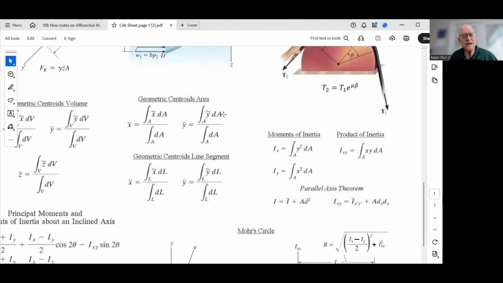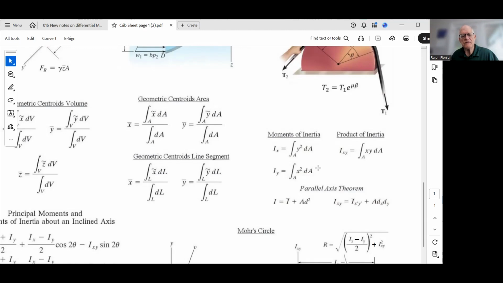For y bar, it's y tilde dA. Where x tilde is like a distance from the y-axis to the centroid of the dA, the y tilde was a distance from the x-axis to the centroid of the dA. And you could pretty much choose any dA you wanted to, as long as you defined x tilde and y tilde correctly. But notice that Hibbler on his crib sheet, when he defines Ix, he doesn't use a y tilde. He uses y squared dA. And for his Iy, he doesn't use an x tilde. It just uses x squared dA.